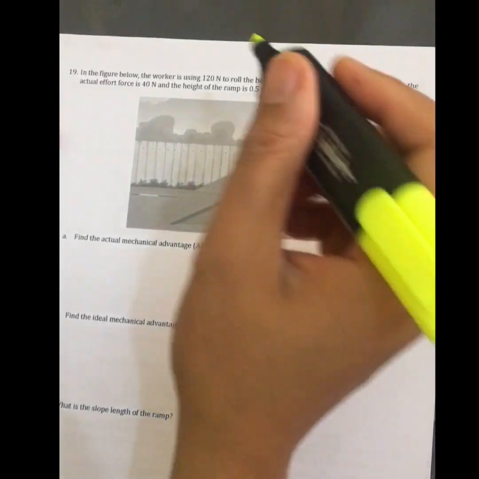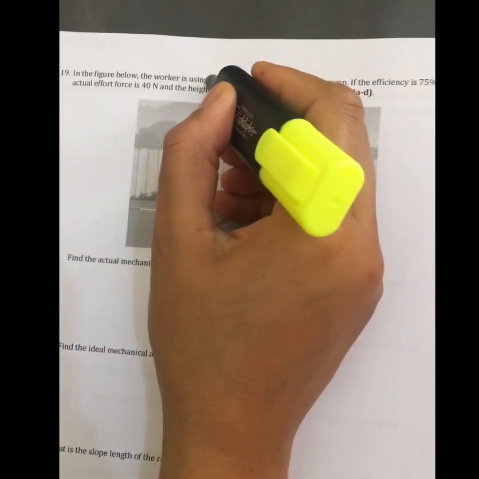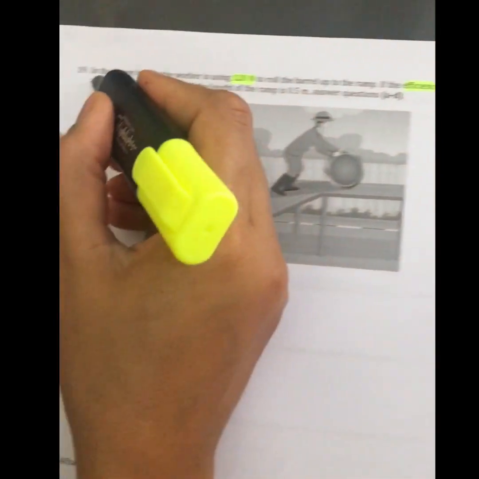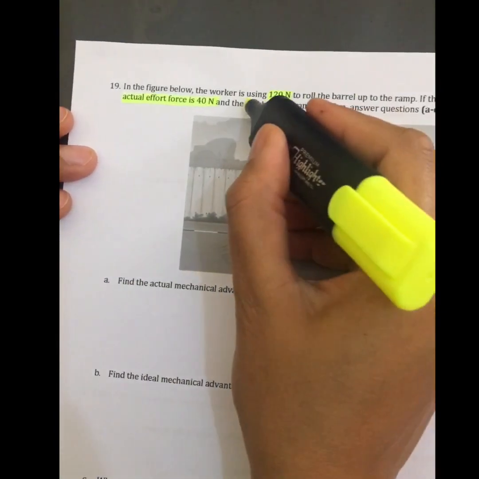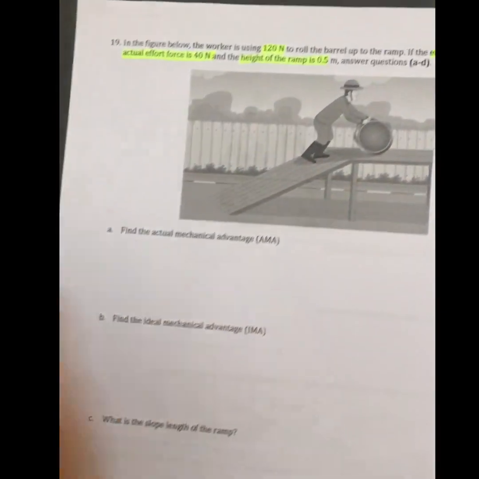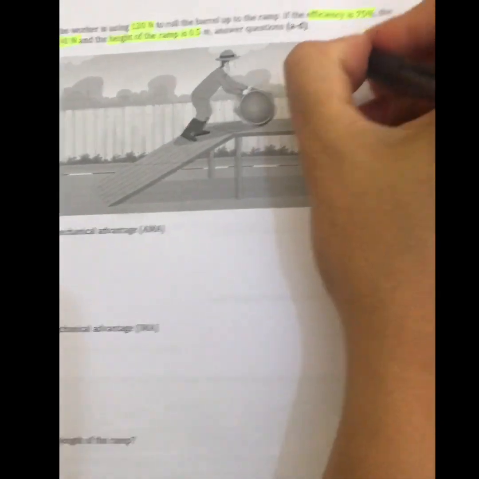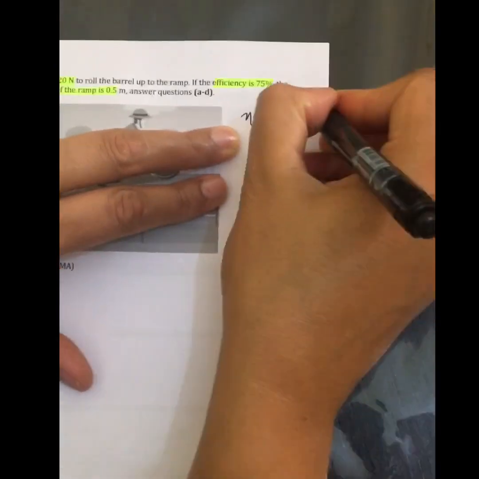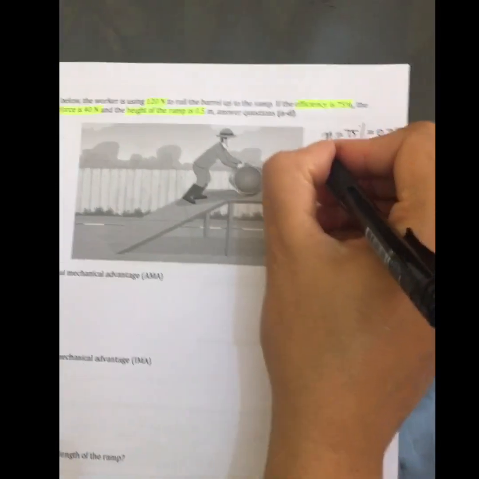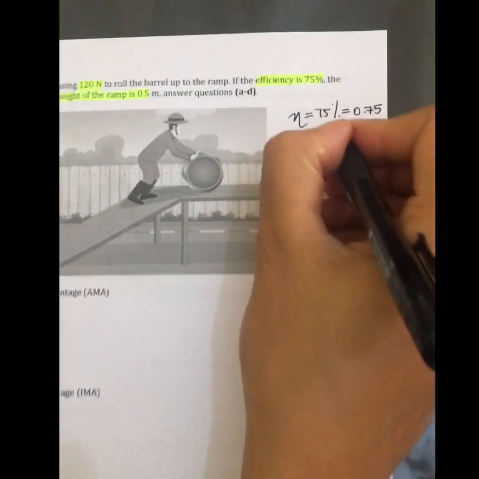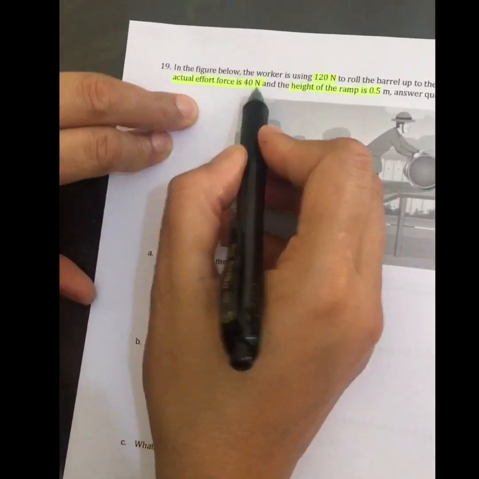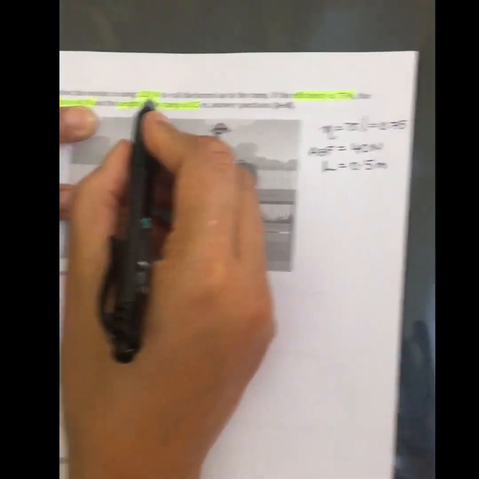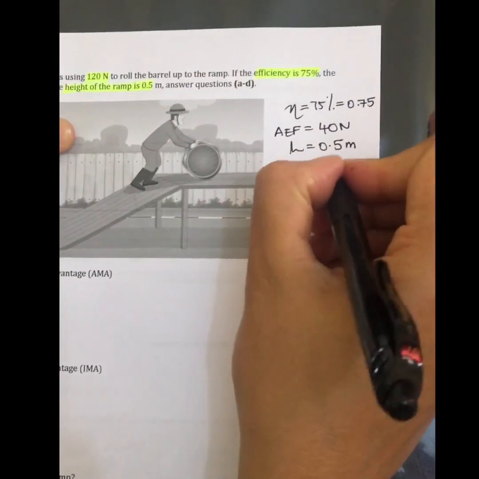Alright, so girls, in number 19, what are we given? The worker is using 120 Newton load to roll the barrel up. Efficiency is 75%. Actual effort force is 40 Newton and the height is 0.5. So what are we given? Efficiency, 75% converted to decimal. Actual effort force, 40 Newton. Height of the ramp, 0.5 meters, and 120 Newton is FL.